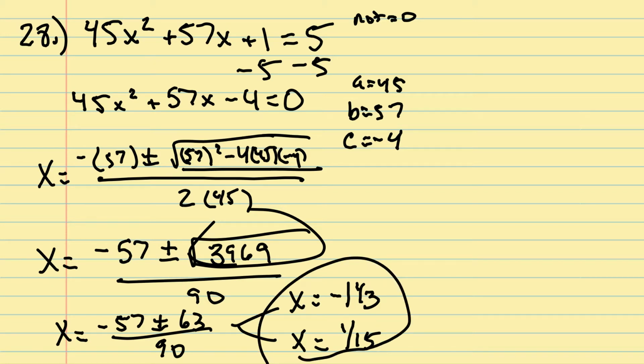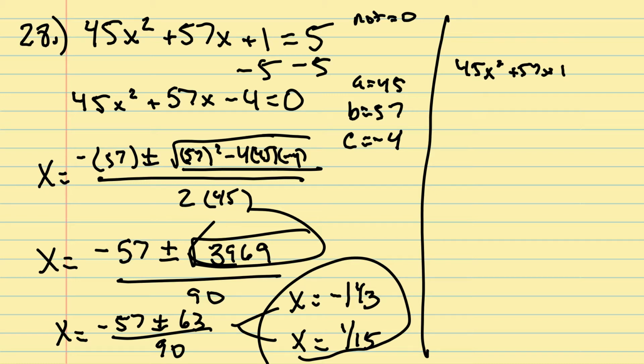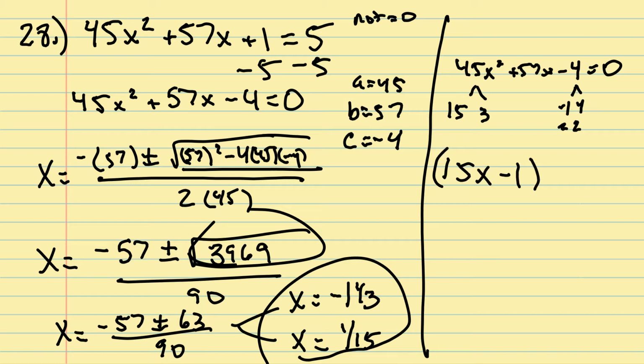That's it. Now remember, they did want you to do it by factoring, so I can do it the exact same way. I can start with 45x squared plus 57x minus 4 equals 0. So I could do negative 1 and 4 or 2 and 2. I'm going to say 15 and 3. So I'm going to say 15x minus 1 and then 3x plus 4 equals 0.